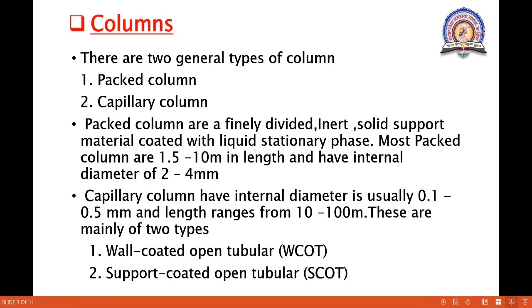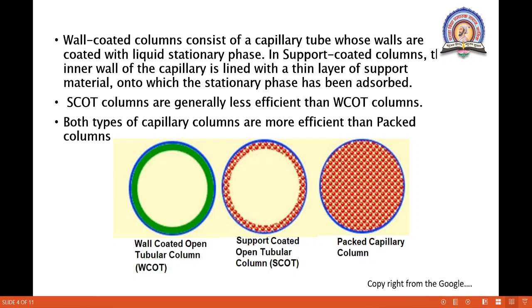Okay. The capillary column is mainly of 2 types: the wall coated open tubular capillary column, in short WCOT, and the second one is the support coated open tubular capillary column, SCOT. Out of these 2 columns, the capillary column has the bigger length, 10 to 100 meter, while the packed column has only 1.5 to 10 meter. Okay. So we see the types of this capillary column.